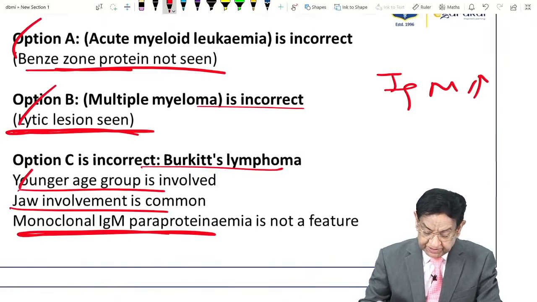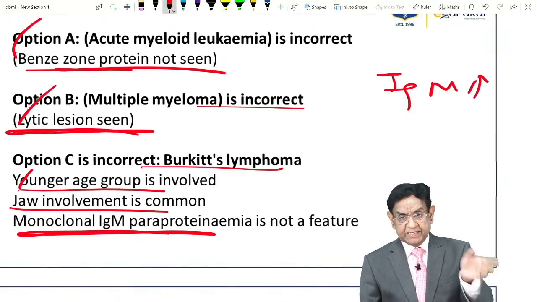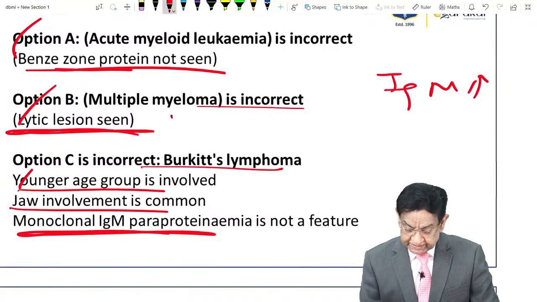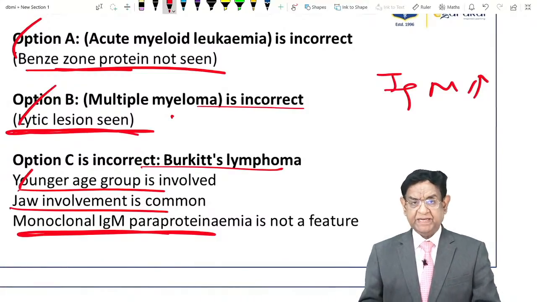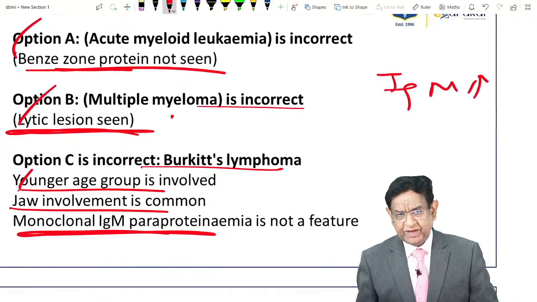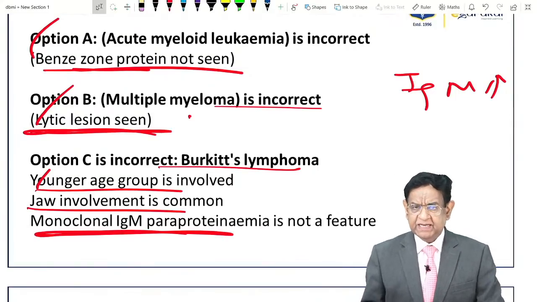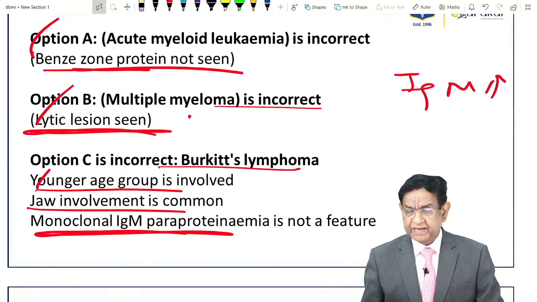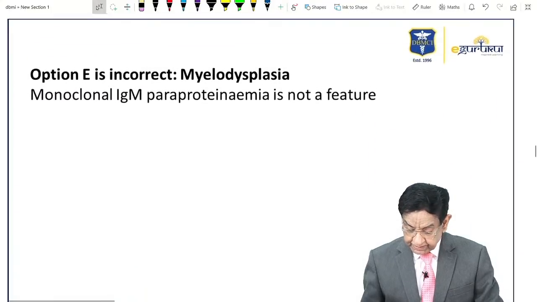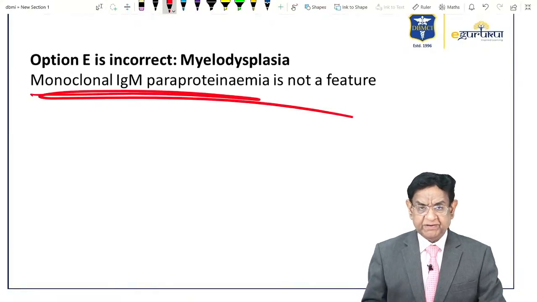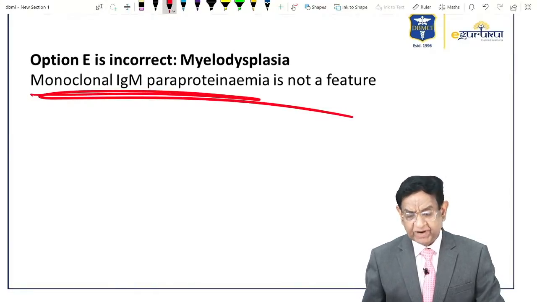In none of the conditions mentioned in the other options is the IgM level increased. Of course, IgA and IgG can be increased in multiple myeloma. So we can arrive by the rule out technique also, and of course we have many additional features which really say that none of the other diagnoses is quite near to Waldenstrom macroglobulinemia. Myelodysplasia, again, IgM levels are not increased. The answer is Waldenstrom.